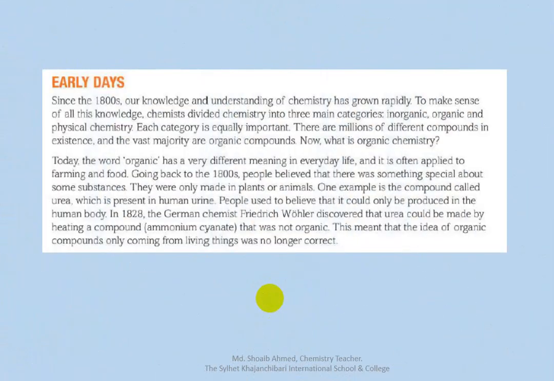In the 18th century there were only a few organic compounds, but day by day the knowledge became vast. Chemistry is divided into 3 categories: inorganic, organic, and physical chemistry. Each category is equally important. There are millions of different compounds in existence, and the vast majority are organic compounds.